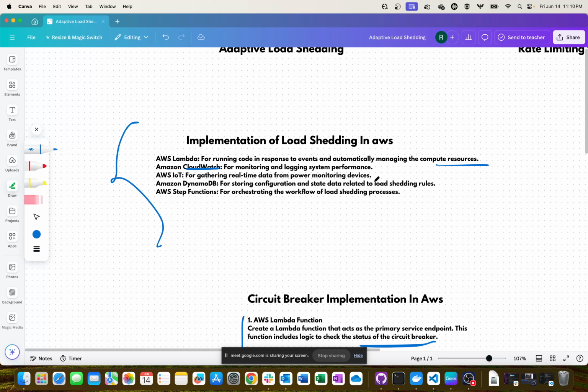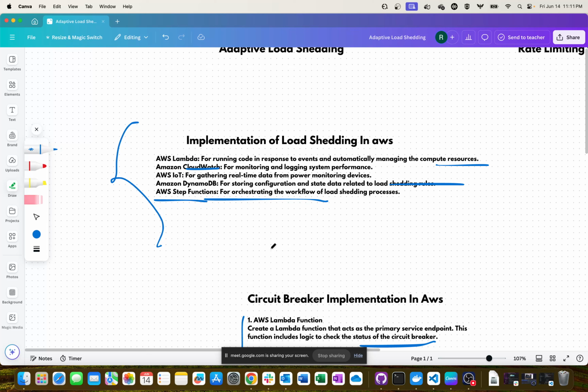Then you have DynamoDB, which is very simply just storing configuration data. You have step functions. This is a very new thing, because like I said, load shedding is not one step. Load shedding has multiple steps. If the system is hitting 50%, then you do this. If it's hitting 70%, then you do this. So what are step functions? Step functions basically are workflows.